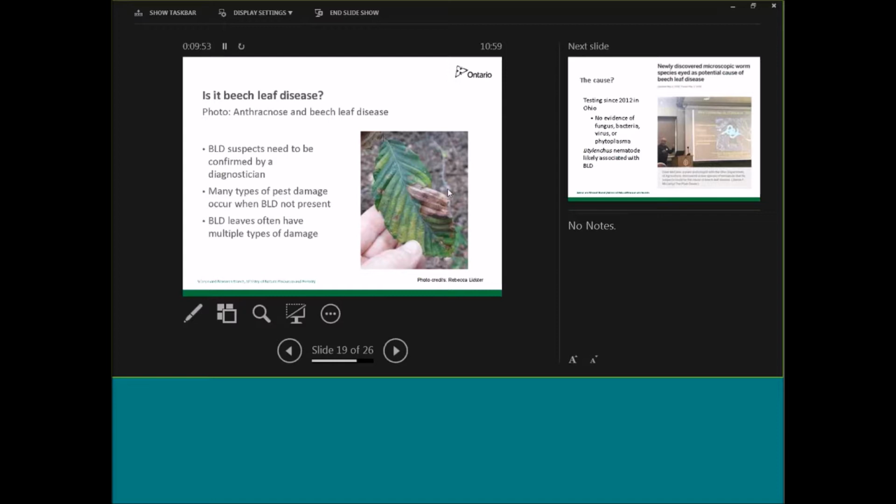This particular leaf in this photo has both beech leaf disease and anthracnose, which brings us to the conclusion that in order to confirm beech leaf disease, you really need to send a sample in and have it diagnosed, because we see a lot of different symptoms on leaves that don't have beech leaf disease, and then we're also seeing a lot of different diseases on the leaves that have beech leaf disease. So it makes it quite confusing sometimes to figure out what's actually there.